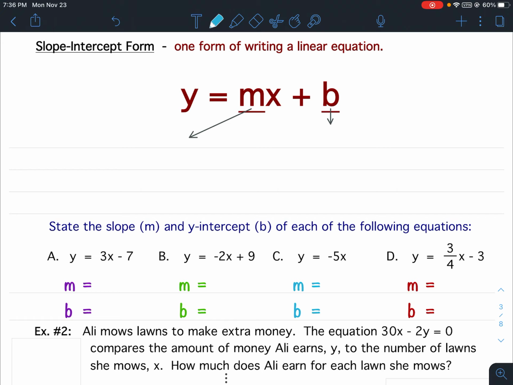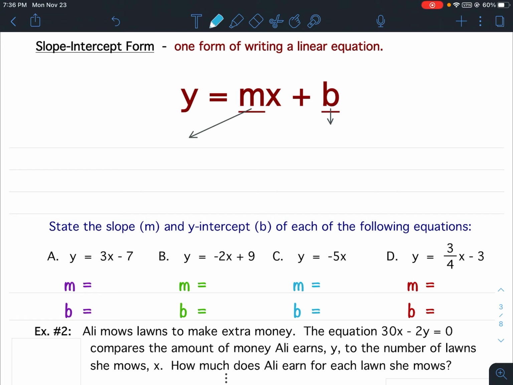So slope-intercept form looks like y equals mx plus b. So the y is isolated by itself on one side of the equation, and then the x term and the constant term are on the other side of the equation. Again, it's y equals mx plus b.